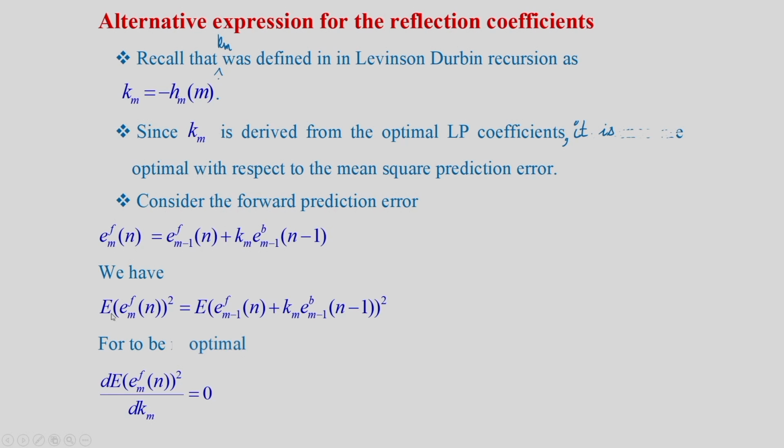We have E of e_m^f(n) whole square, that is the mean square prediction error, is equal to E of e_{m-1}^f(n) plus K_m times e_{m-1}^b(n minus 1) whole square. So, this is the forward prediction error, and for K_m to be optimal, the derivative of the mean square error with respect to K_m must be equal to 0.